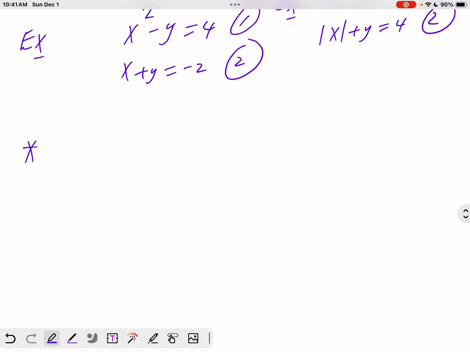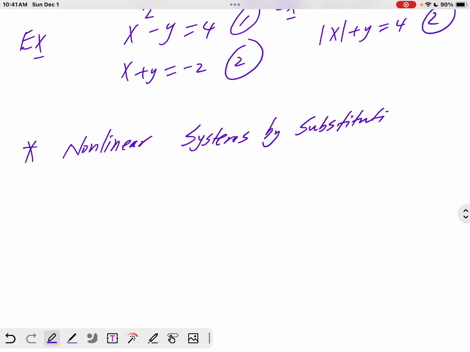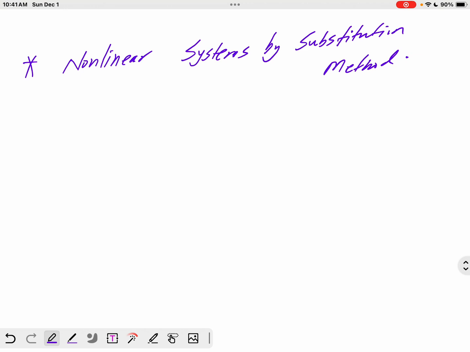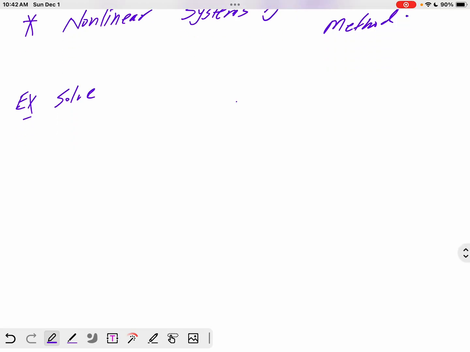So the first one is solving nonlinear systems by the substitution method. Mostly we apply this when one equation is linear and the other one is non-linear. So for substitution, as I told you in previous sections, just use the side by side.